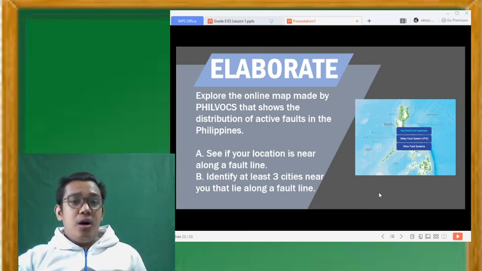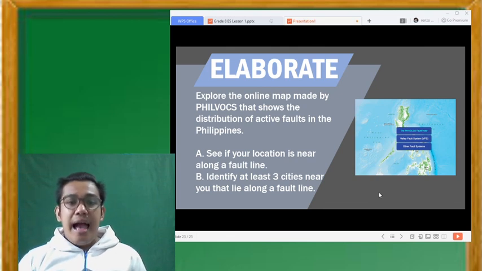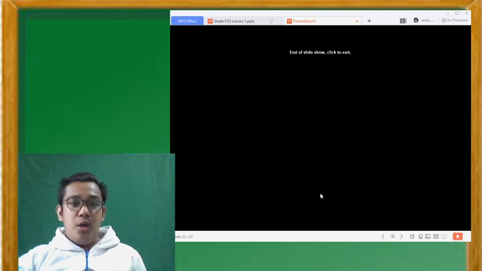So explore the online map made by Feebox that shows the distribution of active faults in the Philippines. If you explore that on the internet, you can know where the fault lines are located. So you can see if your location is near a fault line, kung malapit kayo, and you can identify at least cities near you that lie along a fault line.